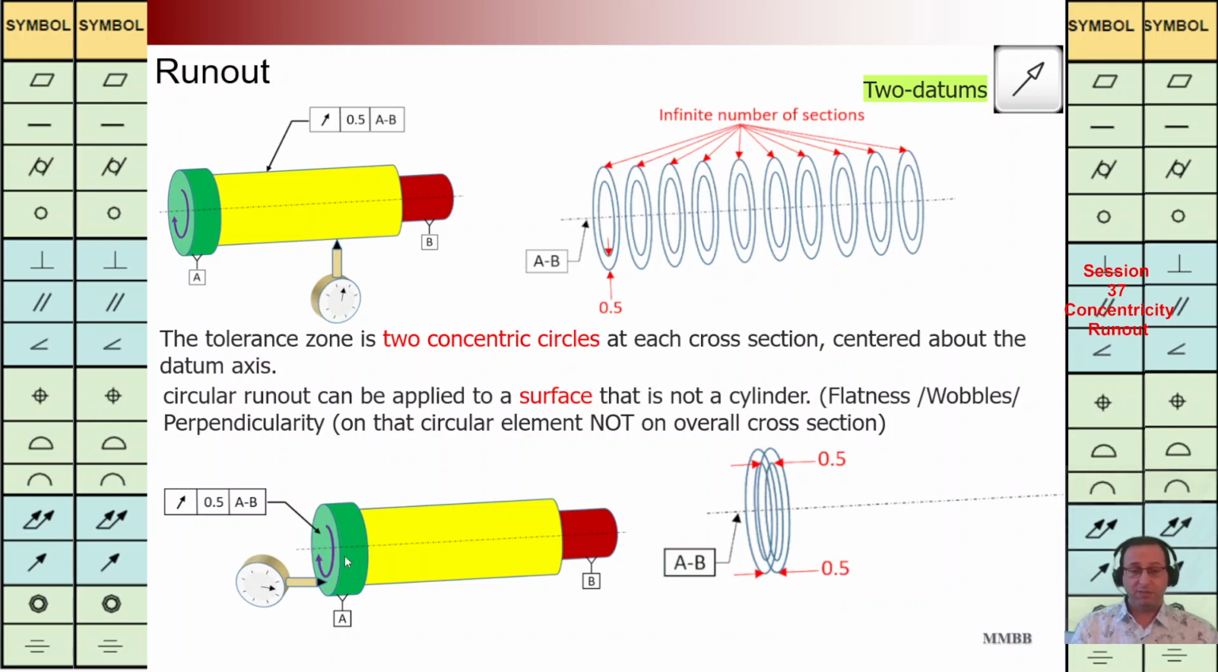Let's see this example at bottom. We can see it is a runout symbol, TZ is 0.5, back to AB axis. It is going to point to this surface. It means we are going to check, let's say, flatness, perpendicularity, or wobbles for that cross section. It should be in this TZ 0.5. For different cross sections, we are going to check it, and these cross sections are independent.